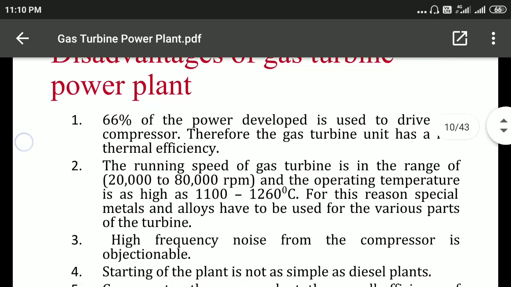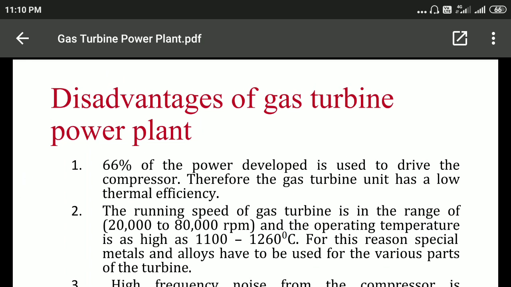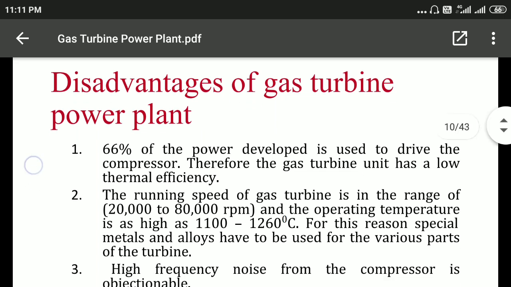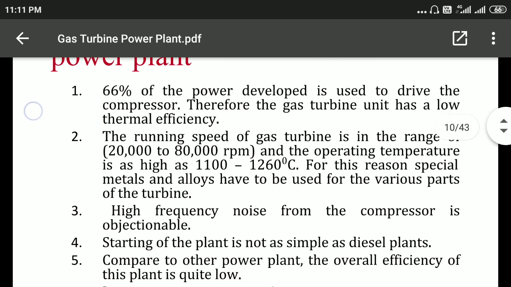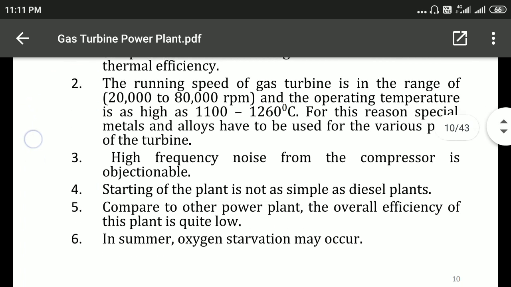About 30% of the power developed is used to drive the compressor. As we already told you, part of the turbine work is used to drive the compressor and the other part is used to drive the generator, where the electricity is generated. Nearly 66% of the mechanical work developed by the turbine is used to drive the compressor. Therefore the efficiency of the gas turbine power plant is less, 30 to 35%. The running speed of the gas turbine ranges between 20,000 to 80,000, which is also a problem.